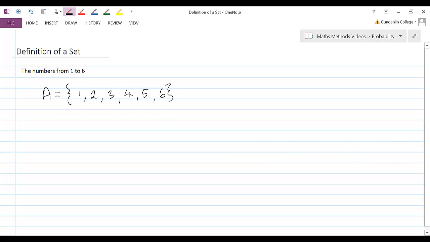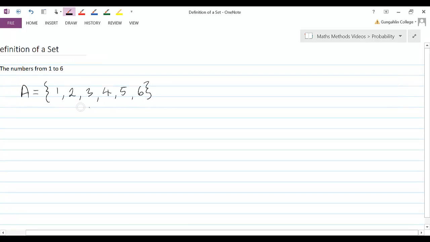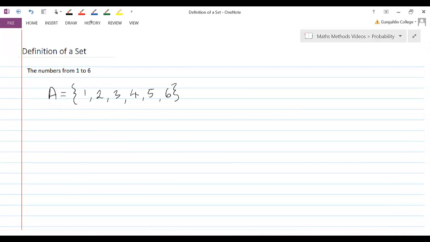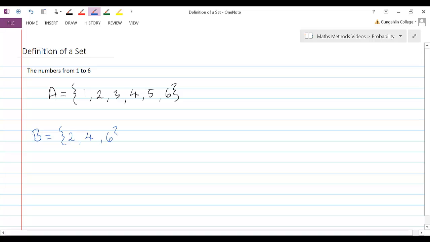Now, if we're thinking about this particular set, the numbers between 1 and 6, we can start to think about other collections of these particular numbers. So we could think of what we call a subset of this group. A subset is just a way of saying a collection of some of these elements. So if I was thinking about the even numbers from 1 to 6, that set would be the numbers 2, 4, and 6.